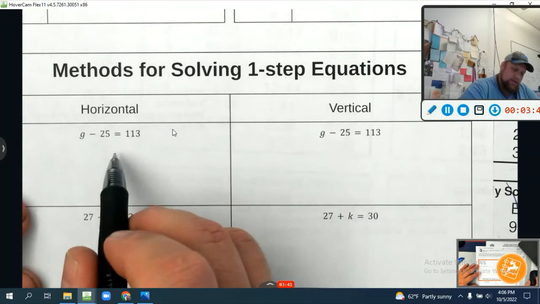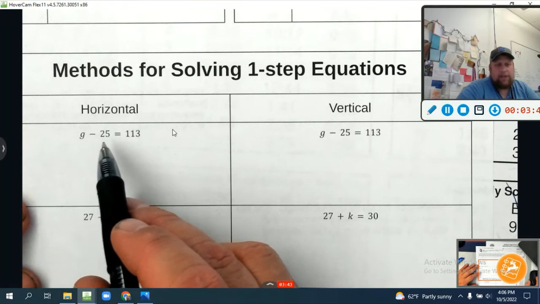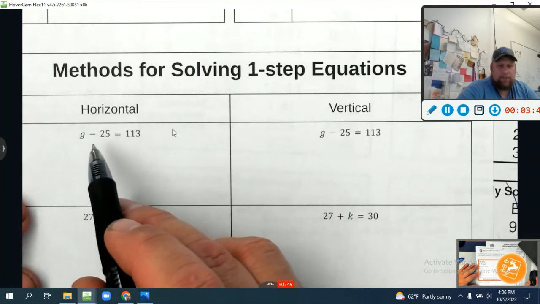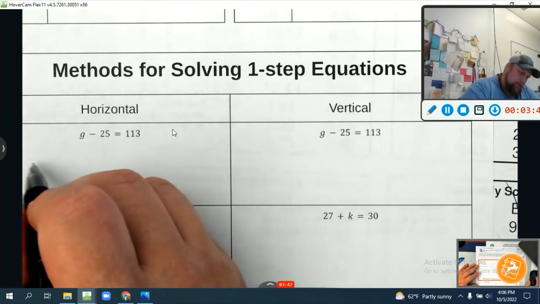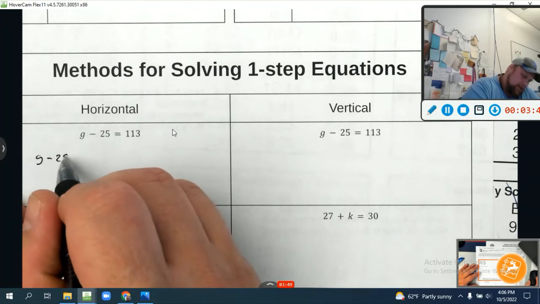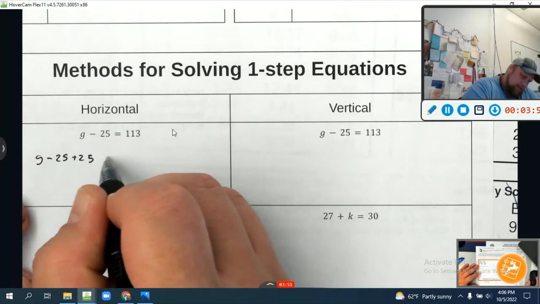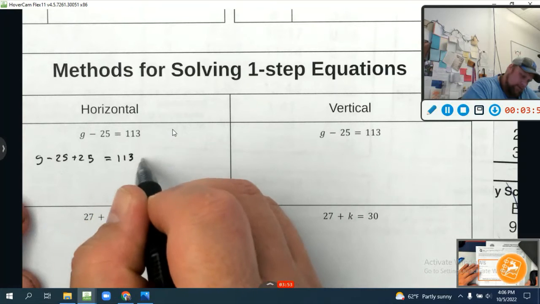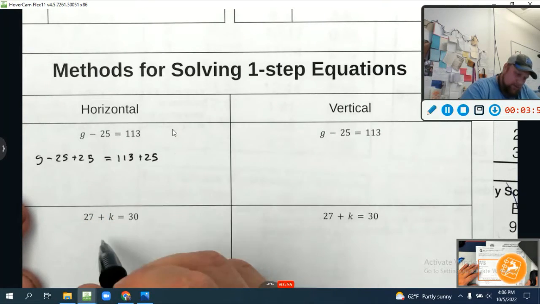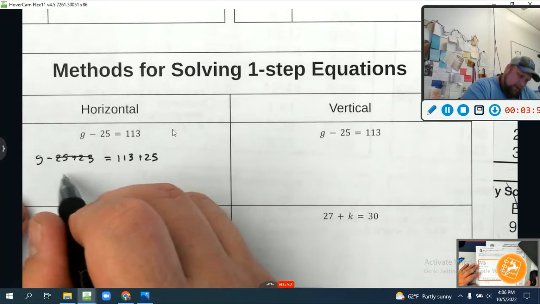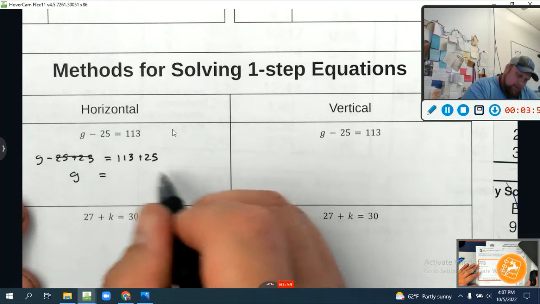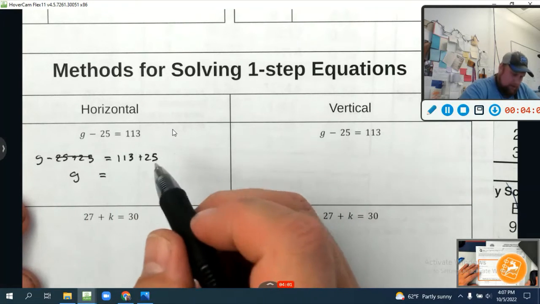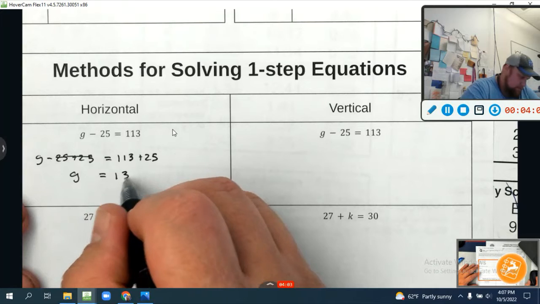If I'm going to solve this horizontally, normally what do we do? G minus 25 equals 113. We do the opposite. We want to add 25 to both sides. So to do it horizontally, I'd say G minus 25 plus 25 equals 113 plus 25. Some people like to solve it this way. Those cross out. I'm left with G equals 113 plus 25, 138. Looks right.